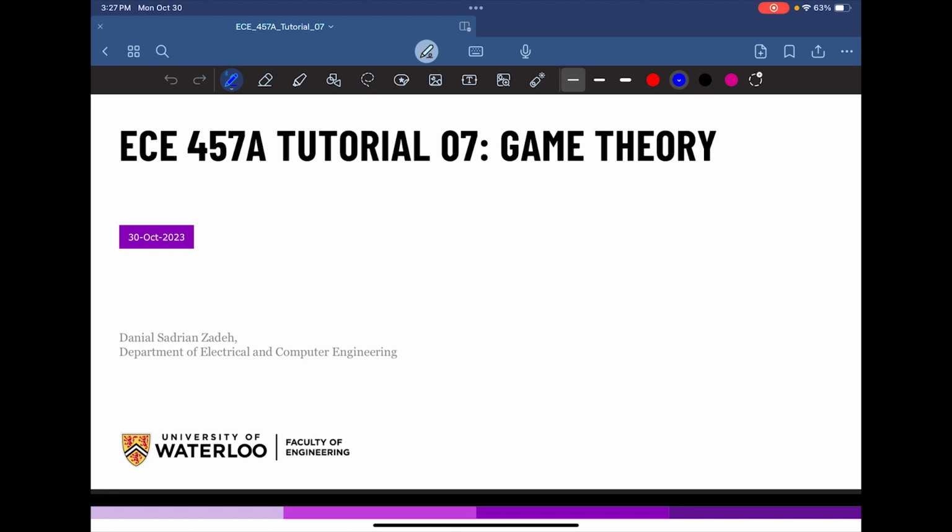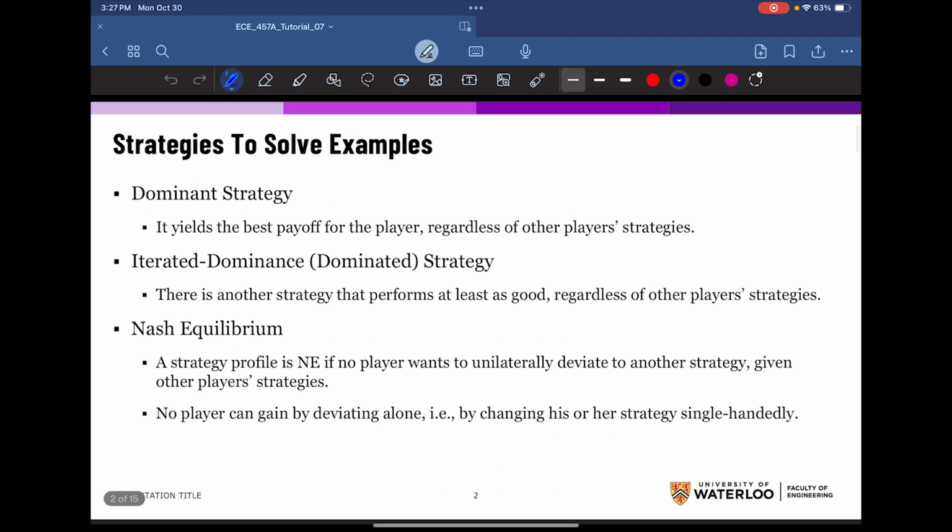So in this tutorial, we are going to look at some examples and focus on different ways to solve examples in game theory. The strategies that we want to use can be categorized into three topics or three strategies. We first have the dominant strategy. It yields the best payoff for the player regardless of other players' strategies. This is our first solution to the problems.